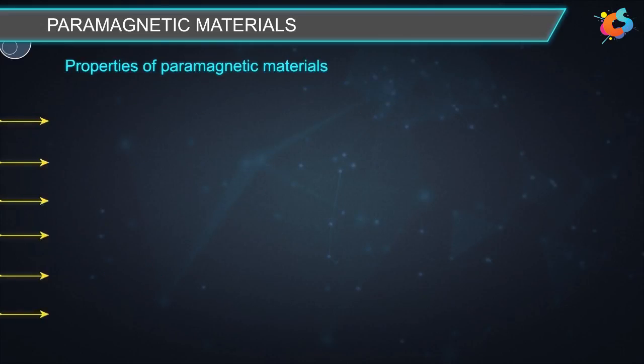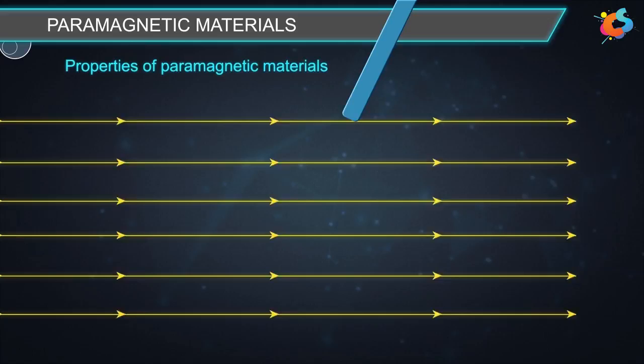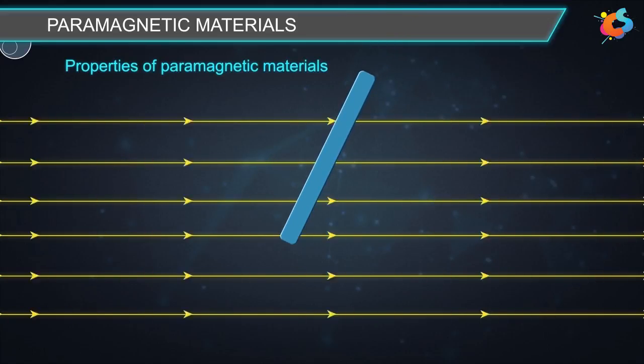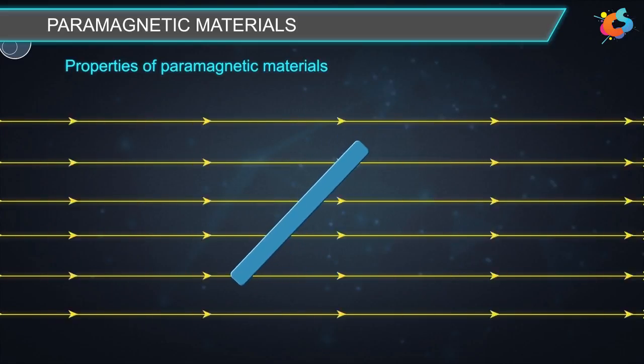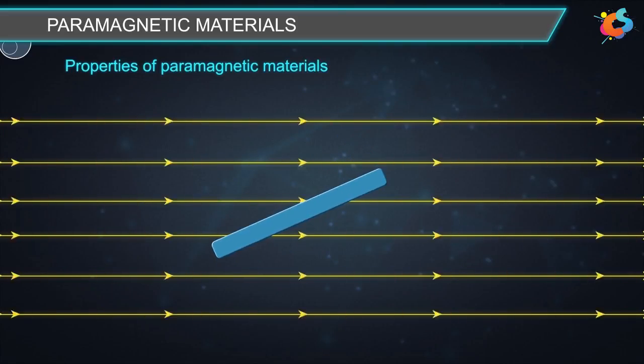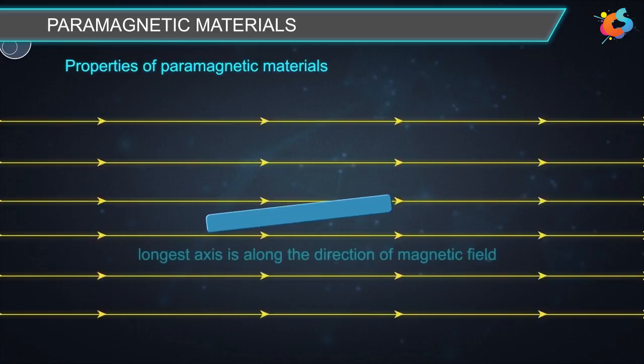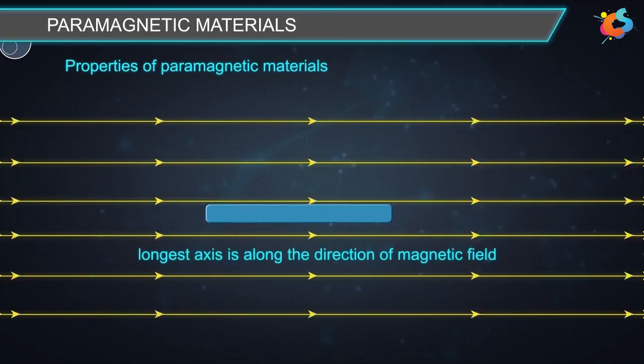4. When a paramagnetic material in the shape of a rod is suspended freely in a strong uniform magnetic field, the rod experiences a force and comes to rest in such a way that its longest axis is along the direction of the magnetic field.